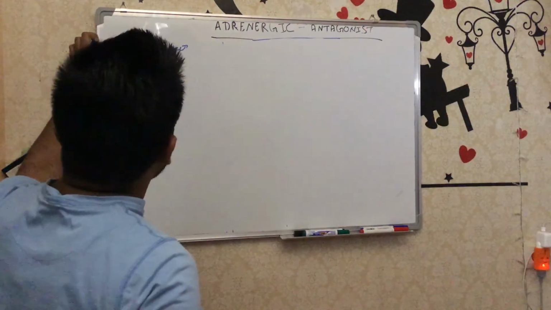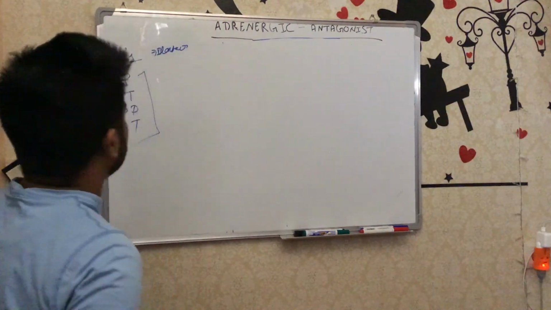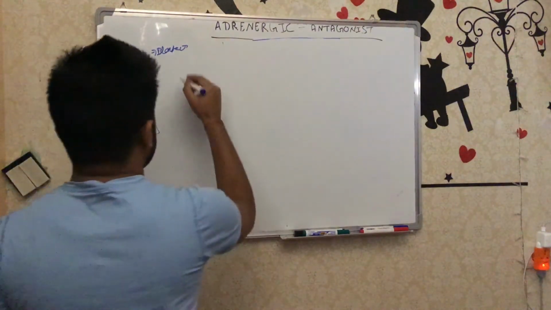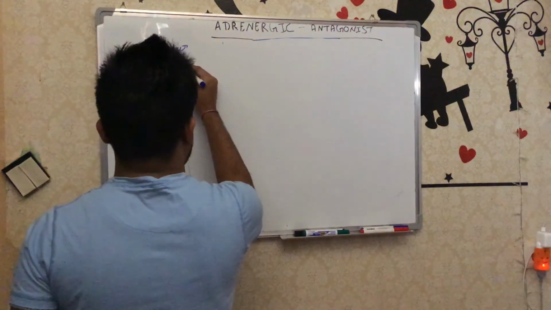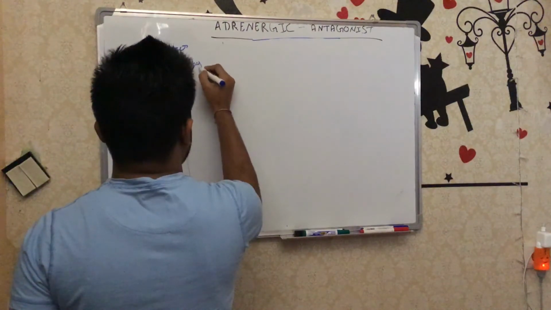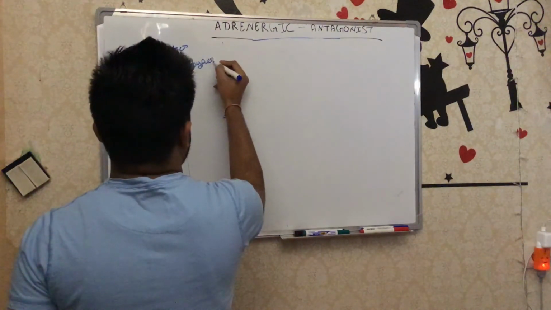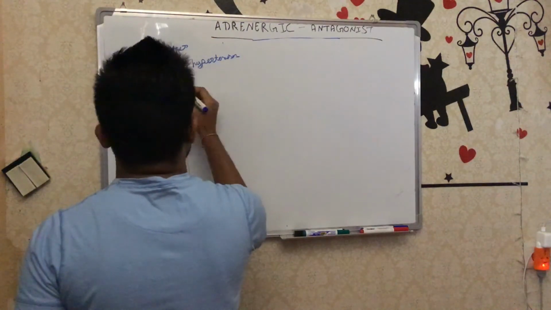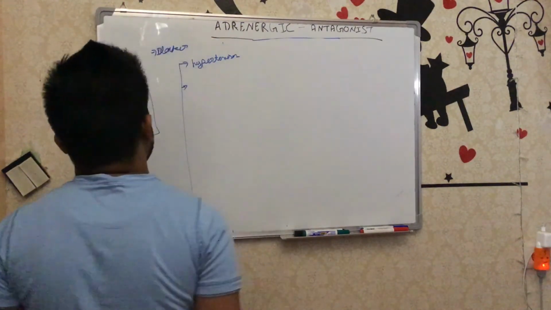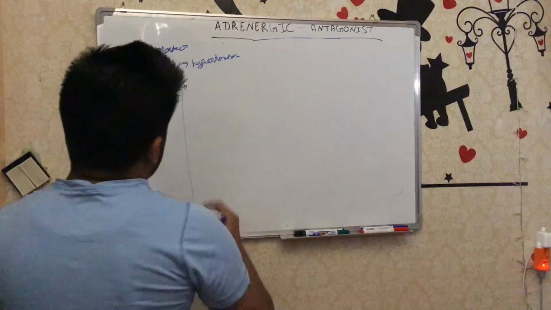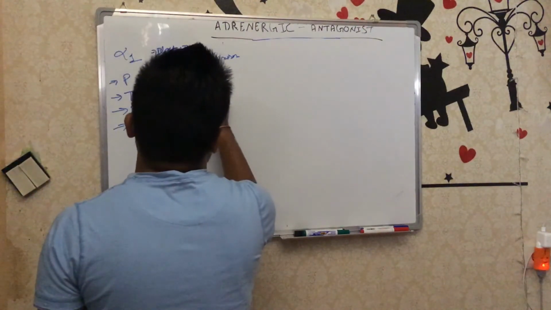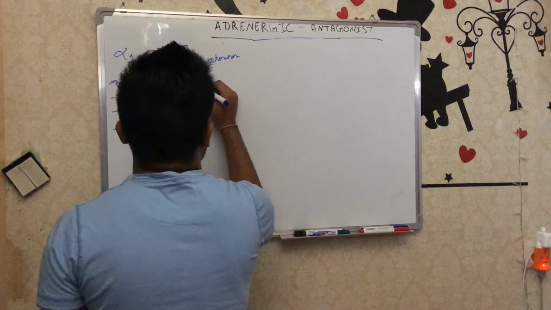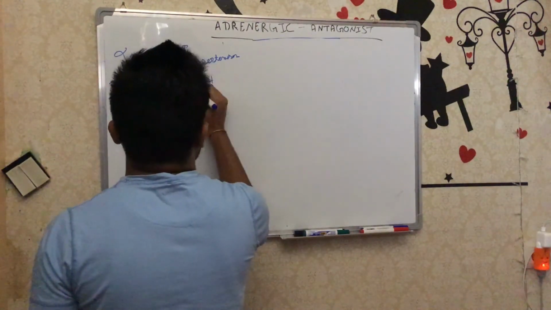By this alpha 1 blocker drug, you block the alpha 1 receptor. By blocking the alpha 1 receptor, what could be the indications? First, a very popular indication, hypertension. During hypertension we can use it. Second, a very popular disease, benign prostate hyperplasia.